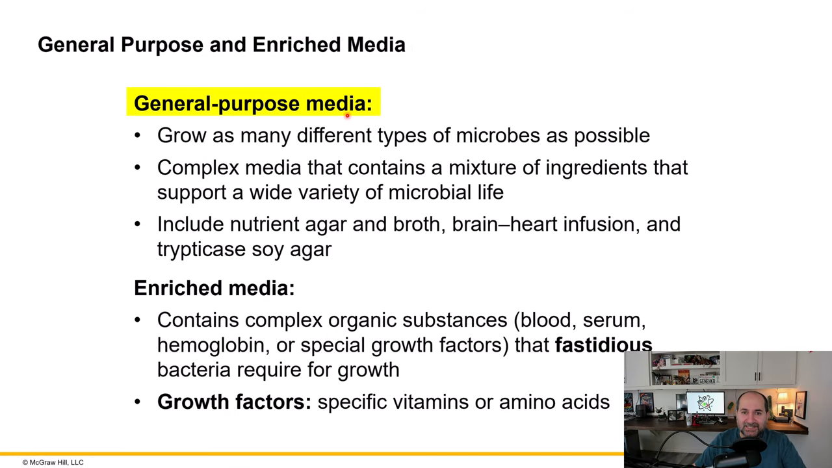With general purpose media, as the name suggests, it's there for growing as many different types of microbes as possible. So the mission of this type of media is just to be a general growth media, allowing for numerous different species to grow and providing a complex media with a mixture of ingredients that support a wide variety of microbes, both the microbes that are more finicky and the microbes that aren't. These include nutrient agar and broth, brain heart infusions, and trypticase soy agar. Right? This is the type of media we typically use in our TSA plates, right? And we've got TSB broths.